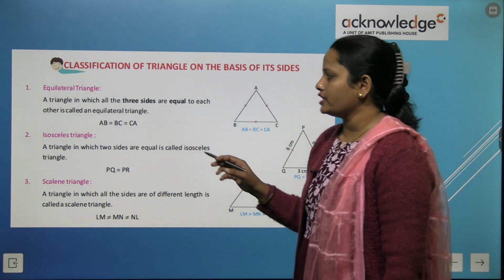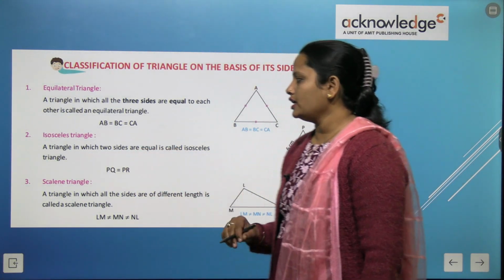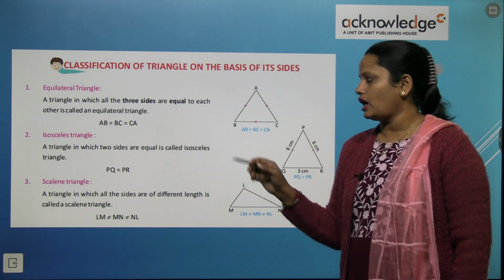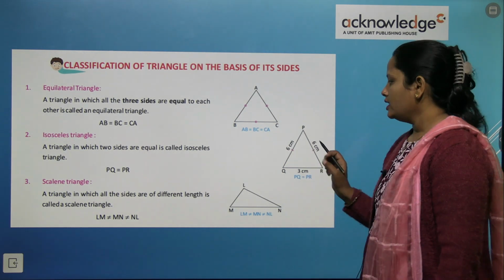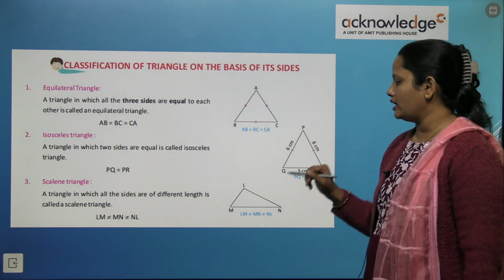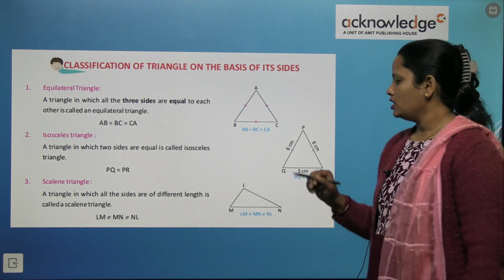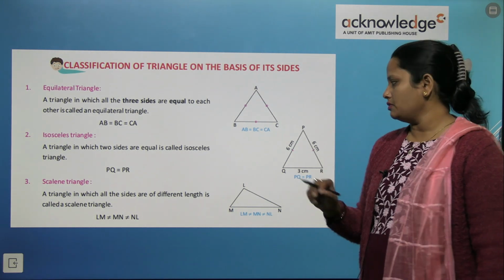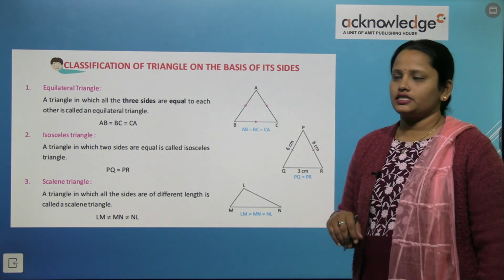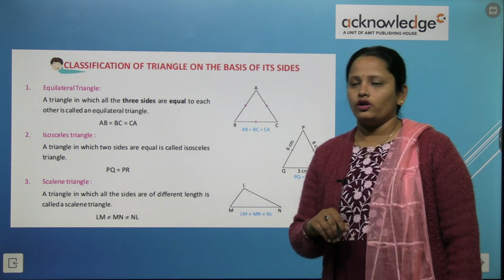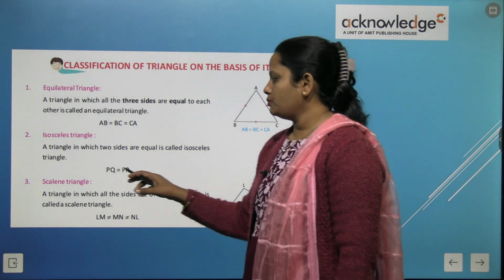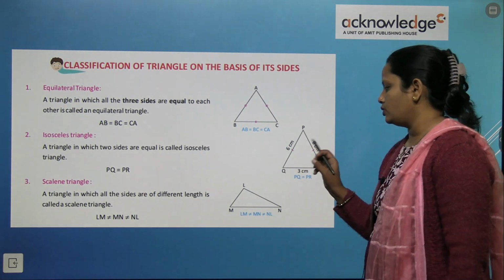Next comes the isosceles triangle. A triangle in which two sides are equal are called isosceles triangle. ऐसे triangle जिसमें दो side तो equal है but तीसरा side equal नहीं है. So यहाँ पे देखो तीसरा side 3 सेंटीमीटर है, बाकी दोनों sides 6 सेंटीमीटर थे. So this is called isosceles triangle. So here PQ and PR are equal.